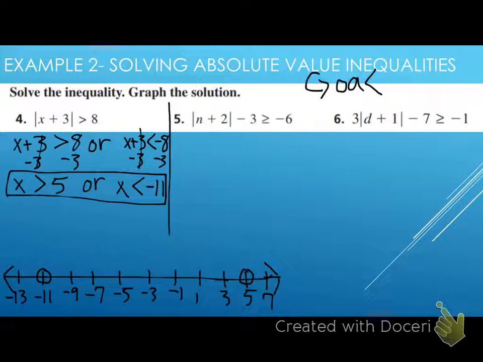So if it's x is greater than 5, would I be shading to the left or right of 5? To the right. If it's x is less than negative 11, is that to the left or right of negative 11? Left. And there's my graph. I'm done with the problem.